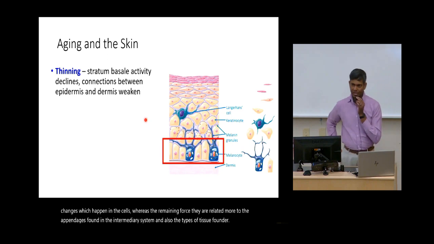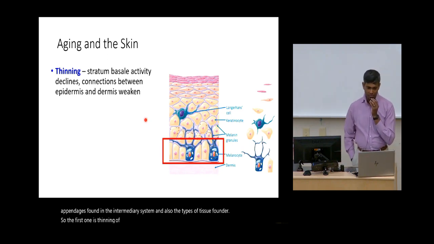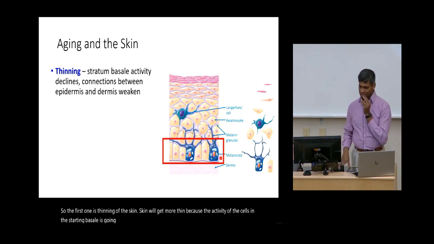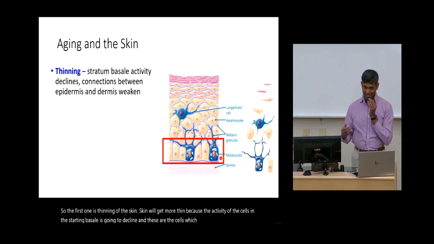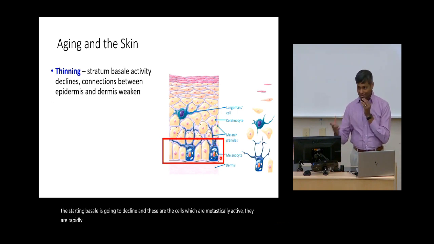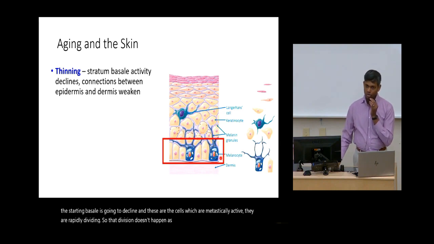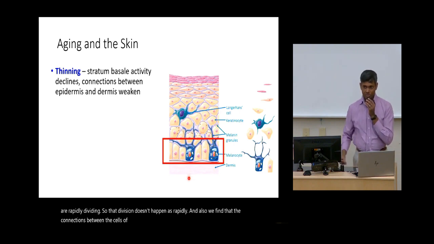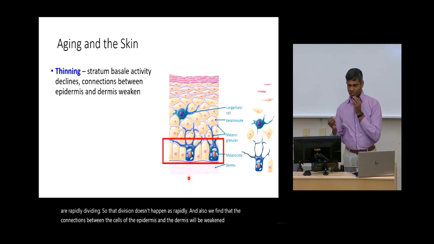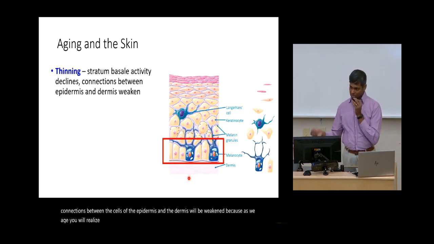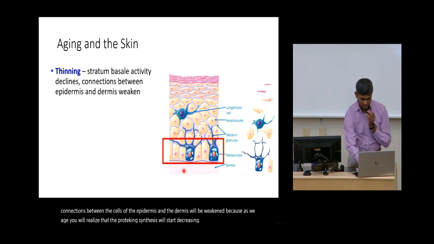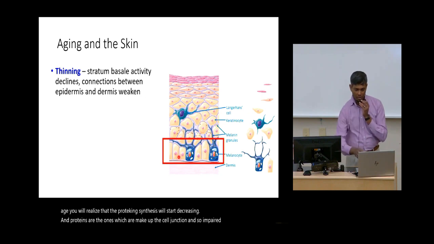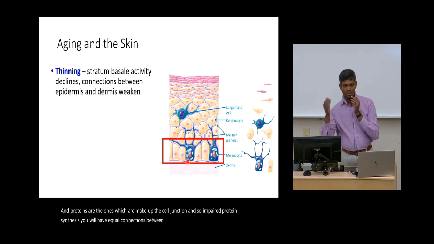So the first one is thinning of the skin. The skin will get thinner because the activity of the cells in the stratum basale is going to decline, right? These are the cells which are mitotically active, rapidly dividing, so that division doesn't happen as rapidly. And also we find that the connections between the cells of the epidermis and the dermis will be weakened, because as we age the protein synthesis will start decreasing, and proteins are the ones which make up the cell junctions, and so with impaired protein synthesis you will have weaker connections between the cells of the epidermis and the dermis.